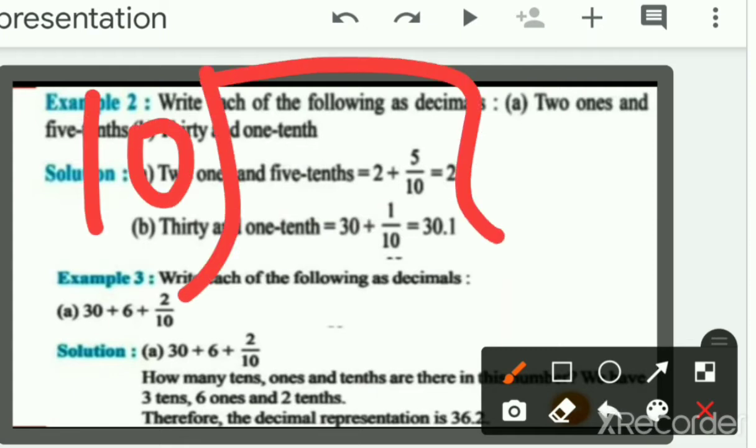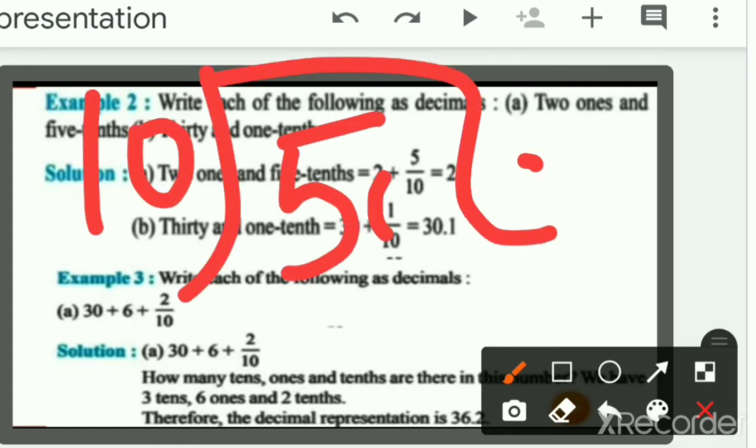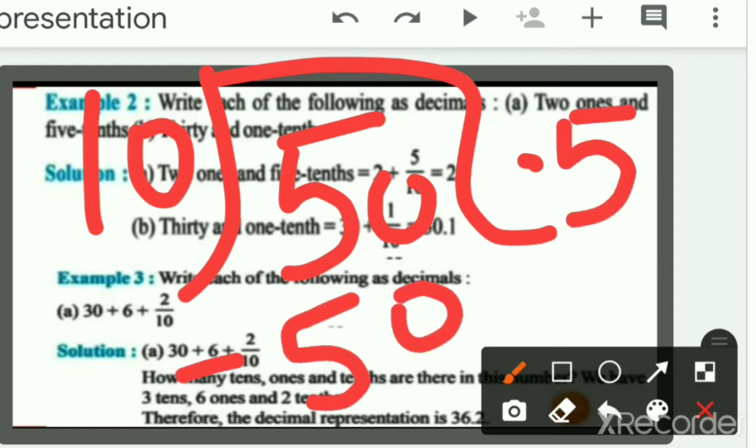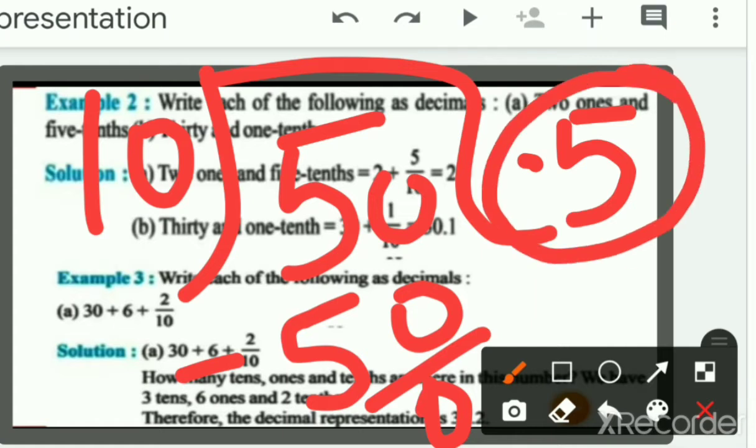You should know how to divide. Put the point here, and make an increase of 0 here. What will come? 10 5s are 50. 50 minus 50 is 0. So the answer is 0.5.